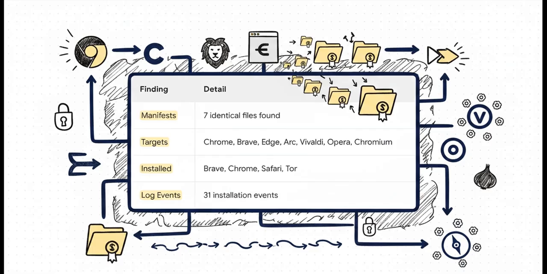The application proactively goes out, creates the directories if they don't exist, and then plants the file. And with 31 separate installation events found on the logs, yeah, this wasn't a one-and-done thing. The app just keeps reinstalling this bridge over and over.